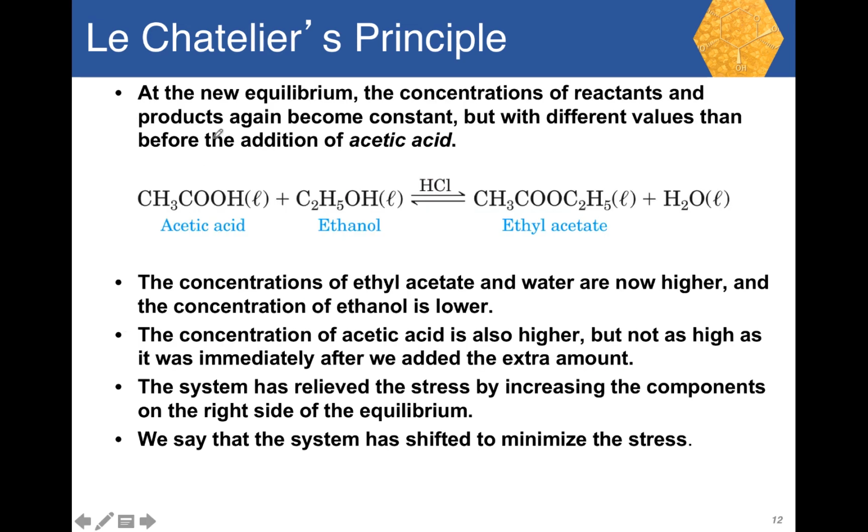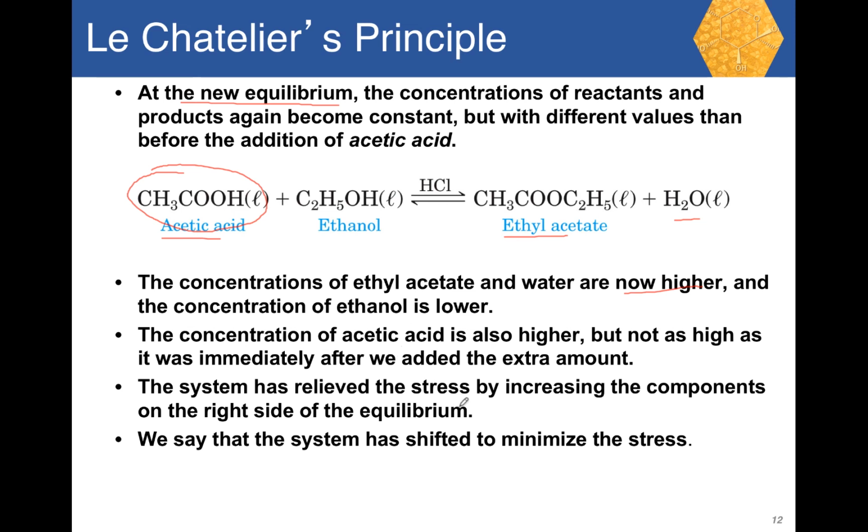So a summary here. A new equilibrium is established if we should increase the concentration of reactant. So the concentration of ethyl acetate and water is now higher because we increased the concentration of acetic acid. The concentration of acetic acid would be higher because we increased it. But at equilibrium, it will establish a consistent value.